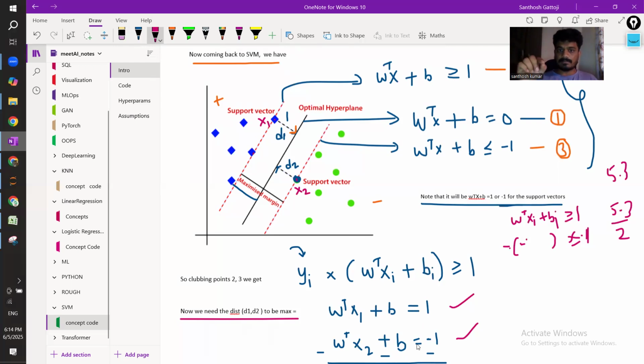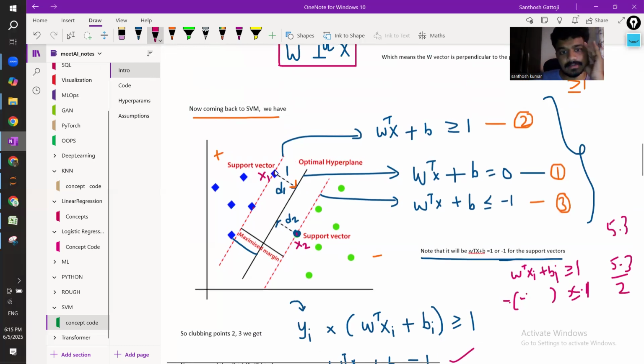Why? I'm not saying greater than or equal to 1, I'm not saying less than or equal to 1. I'm directly saying equal to 1, equal to -1. Why? Because those are on the line. Those are support vectors, on the line.